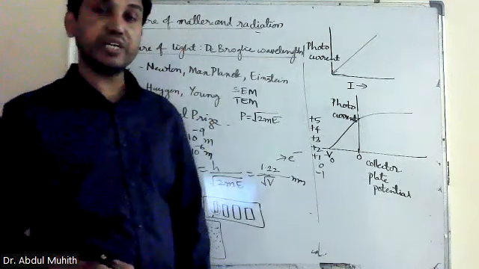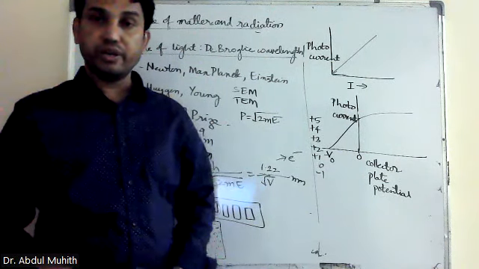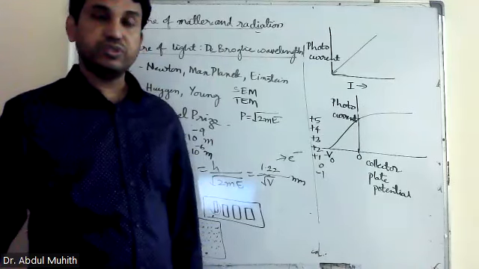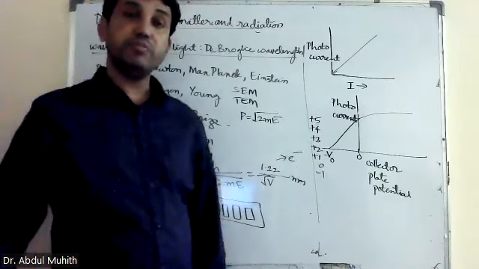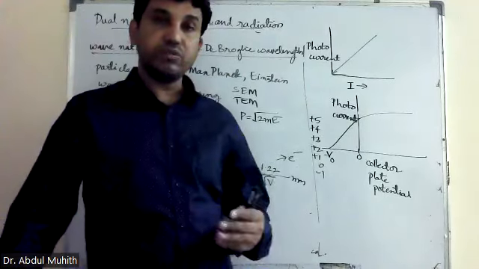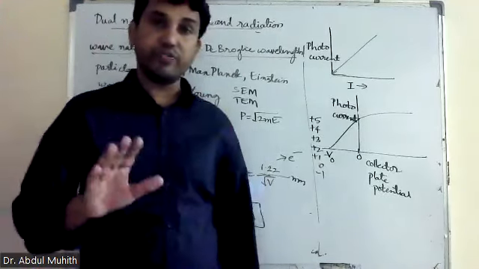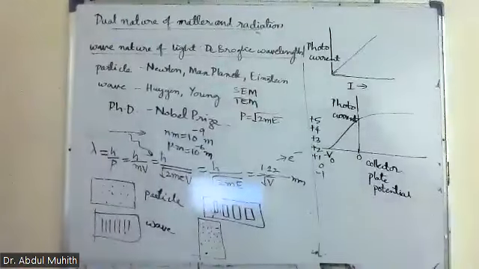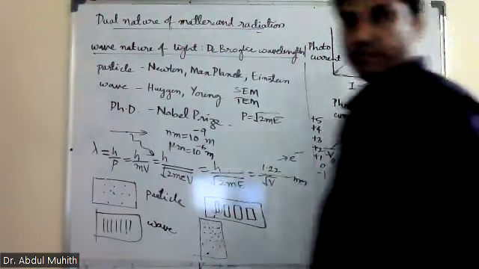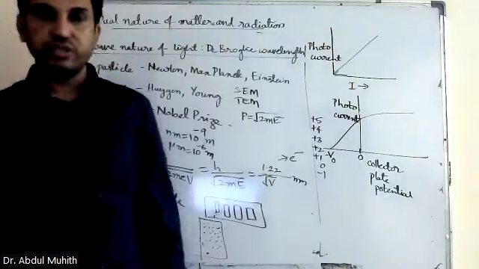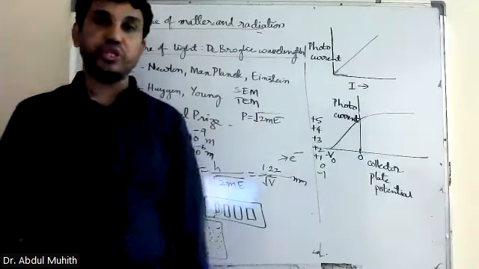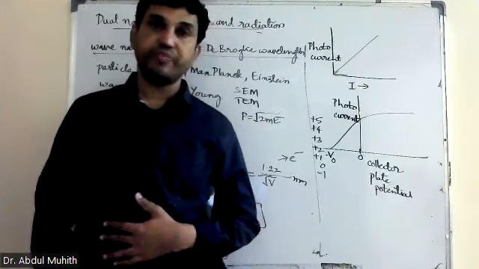Very good. What is the definition of stopping potential? The minimum voltage or the minimum potential of the anode for which no photoelectrons are received. So the minimum potential of the anode for which no photocurrent, no electrons, are received by the anode is known as stopping potential. Then what is the photoelectric effect definition?